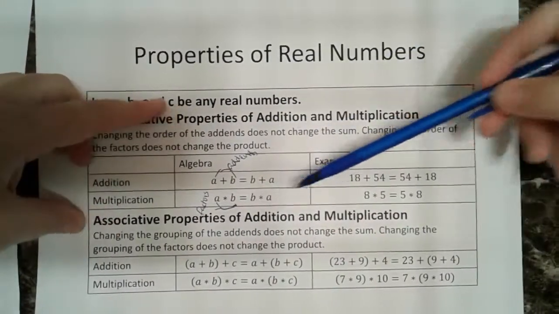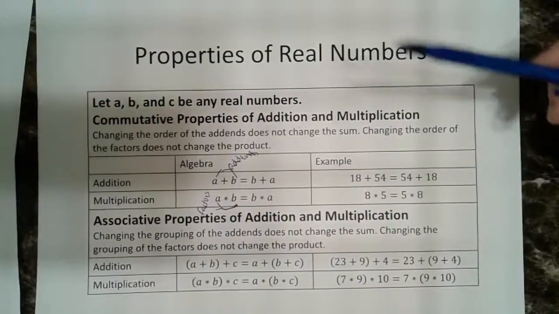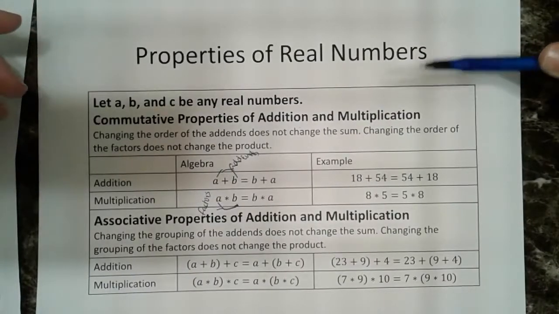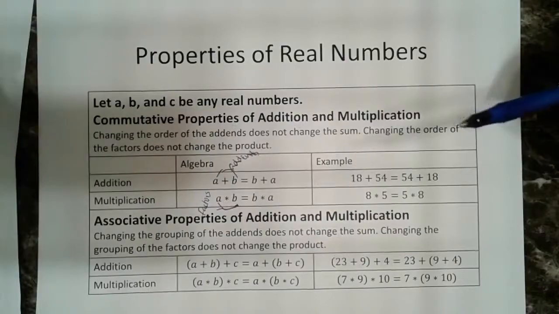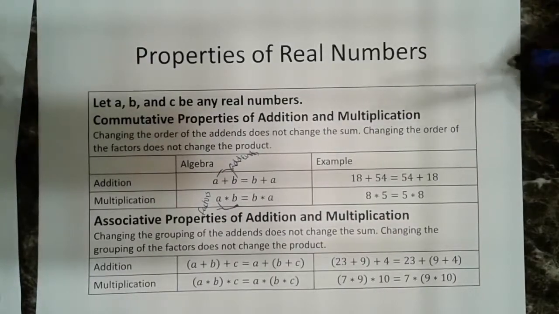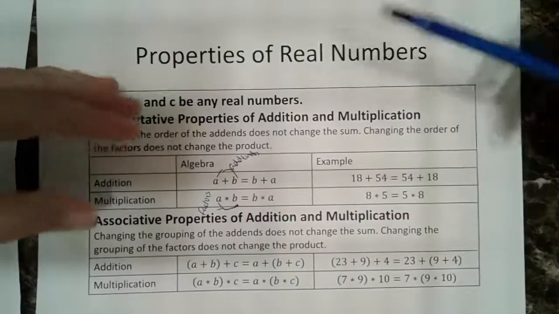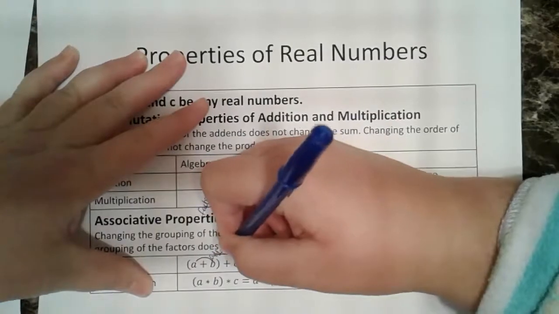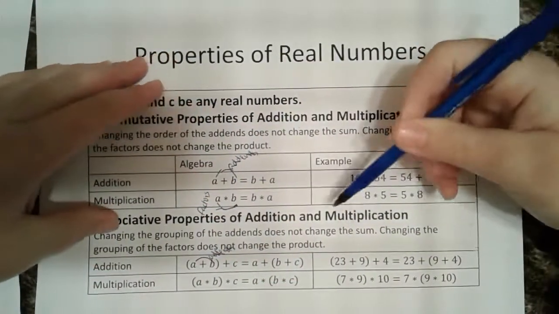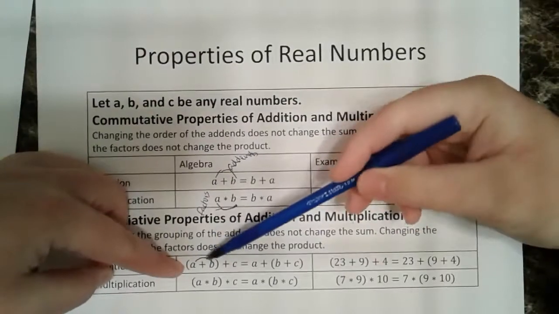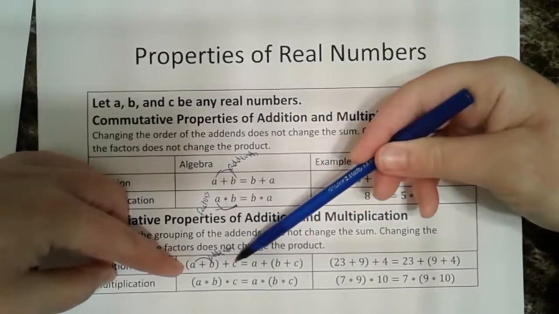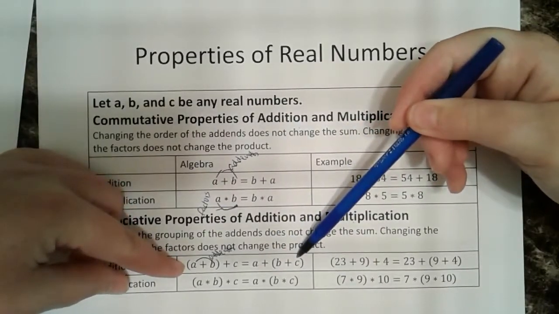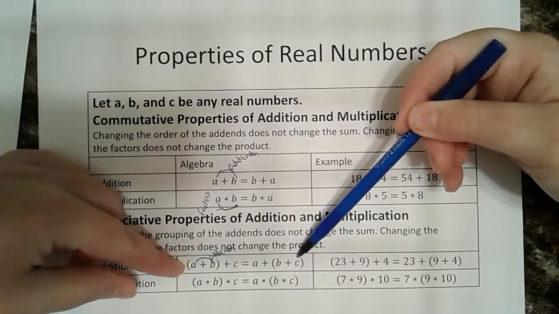Associative property. Associative property, think about when you associate, you're grouping with people, right? If I associate with my friends, I'm in a group. Associative, it is a group. It says changing the grouping of the addends, and again, addends are something that we add together, so these are addends. Does not change the sum. So notice here, I did not change the order. This is still A plus B plus C equals A plus B plus C. The only thing that changed was the grouping symbols.